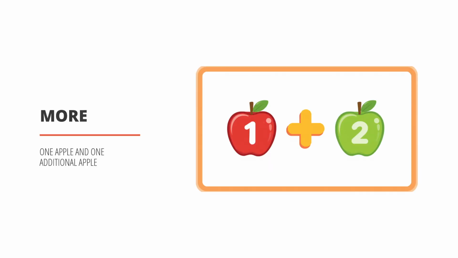Let me show you a simple example. Here is one apple. Now we add one additional apple. Additional means we are adding more to what we already have.